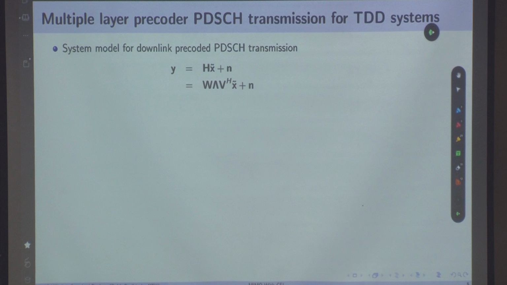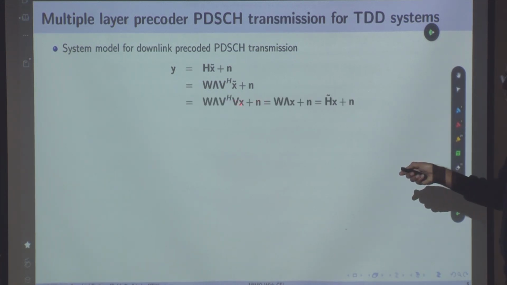Now what is x tilde? Don't look at this. x tilde is V of x, right? V Hermitian V is identity. What are you left with? W lambda x plus noise. And what is this? This is also H tilde. Correct. What is this? This is basically the same channel, H into V.